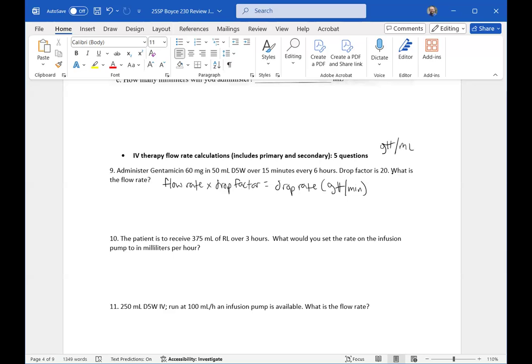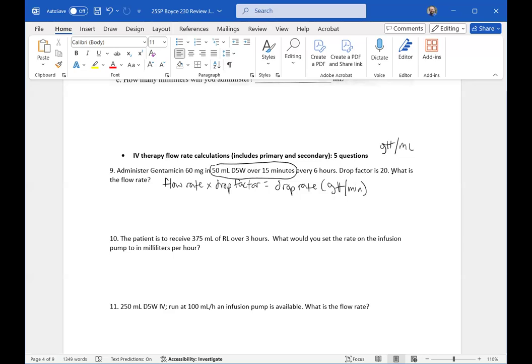So flow rate is always volume over time. So I'm going to look at my label here, and it says gentamicin 60 milligrams. Wonderful. Then it says 50 mL over 15 minutes. This is what I need in order to calculate the flow rate.